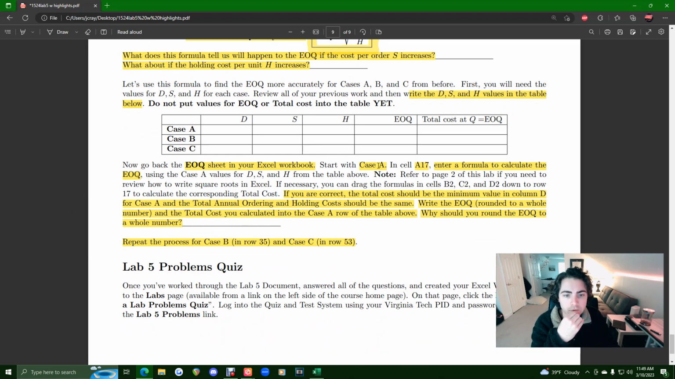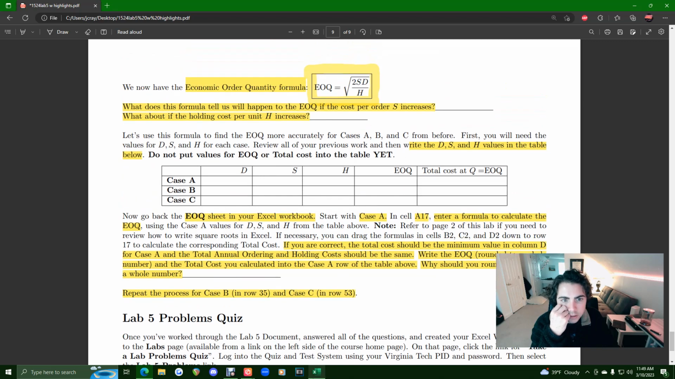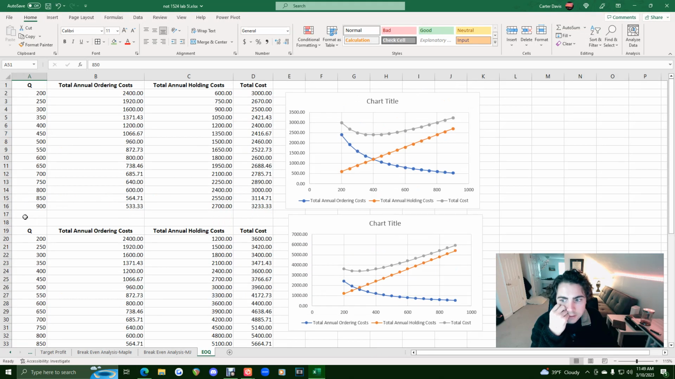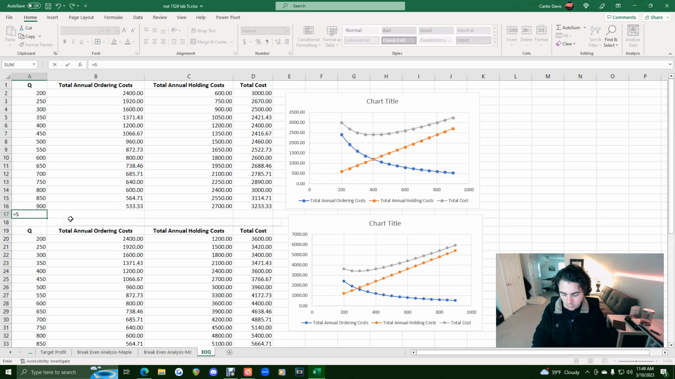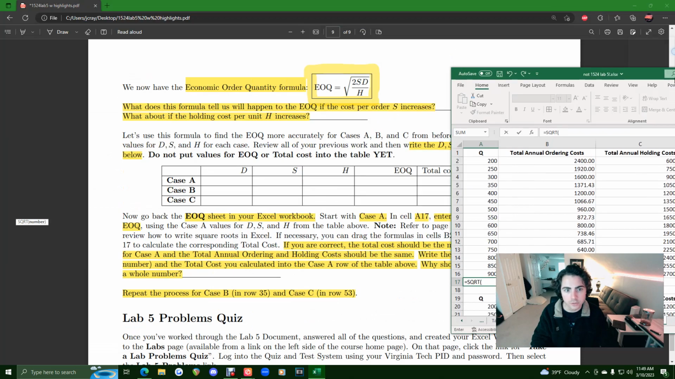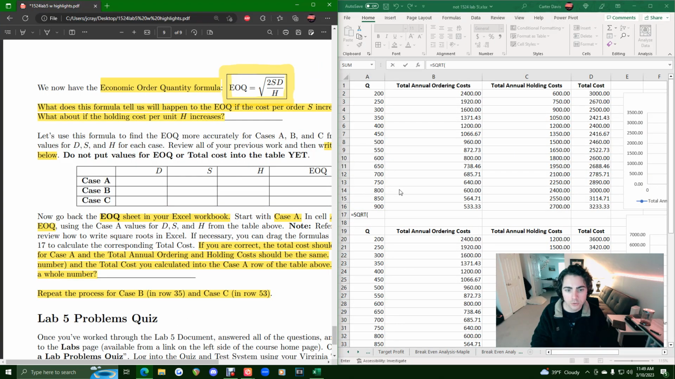Go back to EOQ. Start with case 1 and A17. Enter the formula to calculate EOQ. EOQ is the square root of all the stuff we just said. So 2 times S times D over H. 2 times S times D.